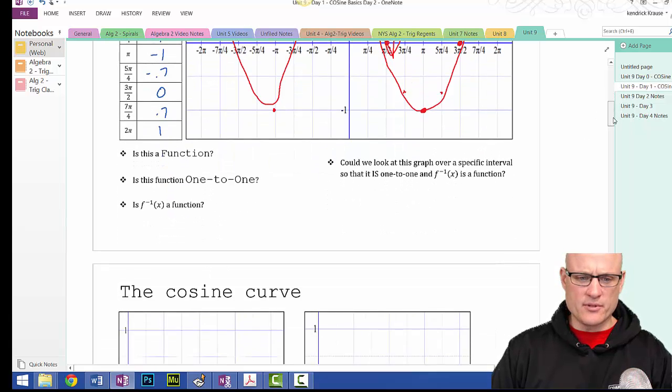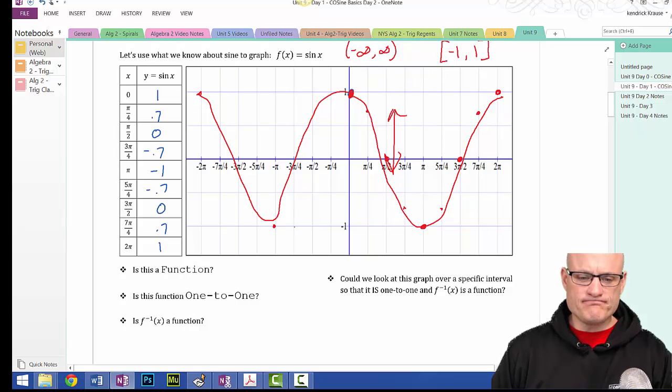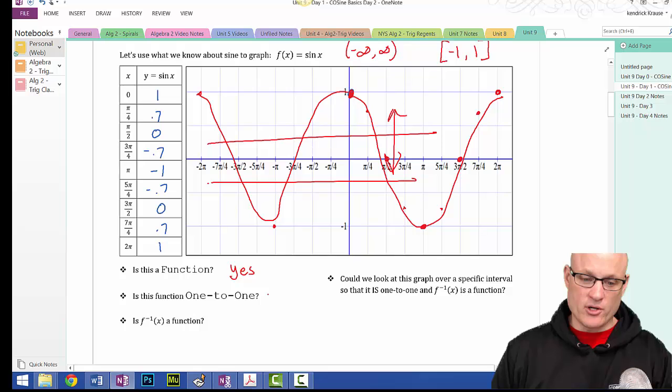All right, let's scroll down. Oh, wait. Is this a function? Yes, this is a function. It passes the vertical line test. It's not one-to-one because it fails the horizontal line test. So no, its inverse can't be a function.